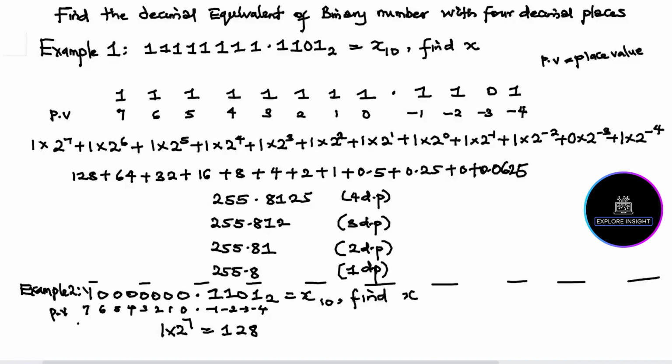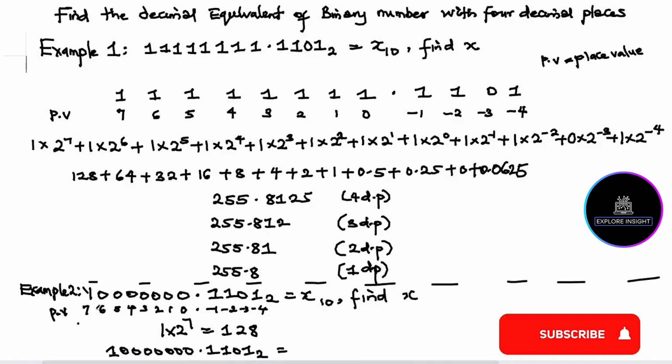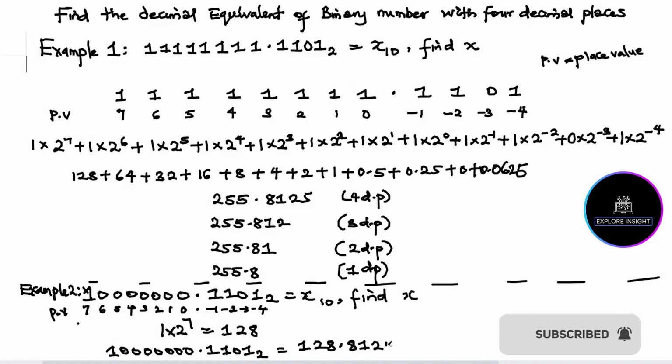Now we've already solved the value for 1101. So we'll just put that value. So that means we are going to have 10000000.1101 in base 2 to be 128.8125. So it means the value of our x is this, which is meant to be in base 10. So that is the value of our x.